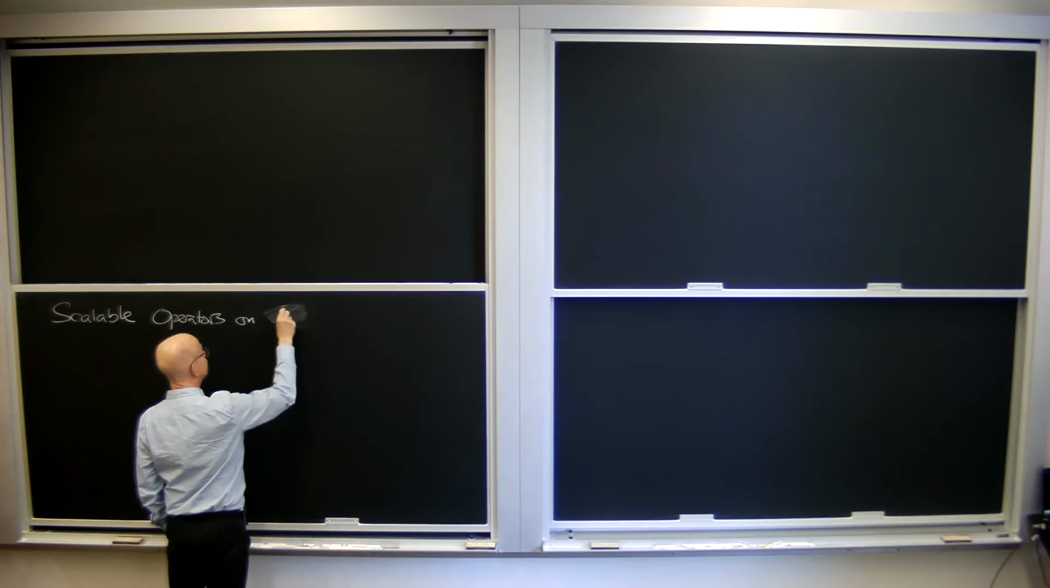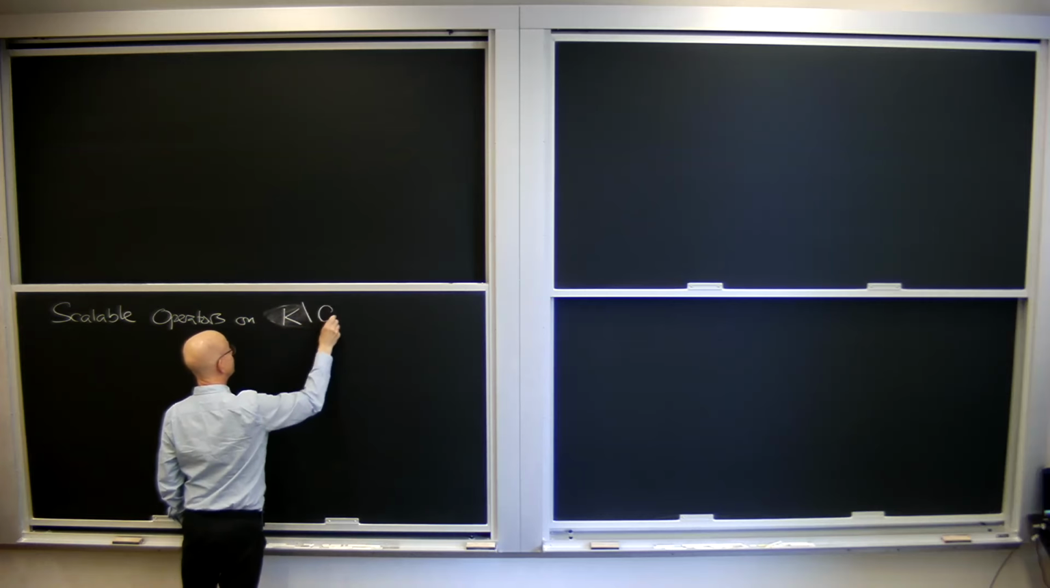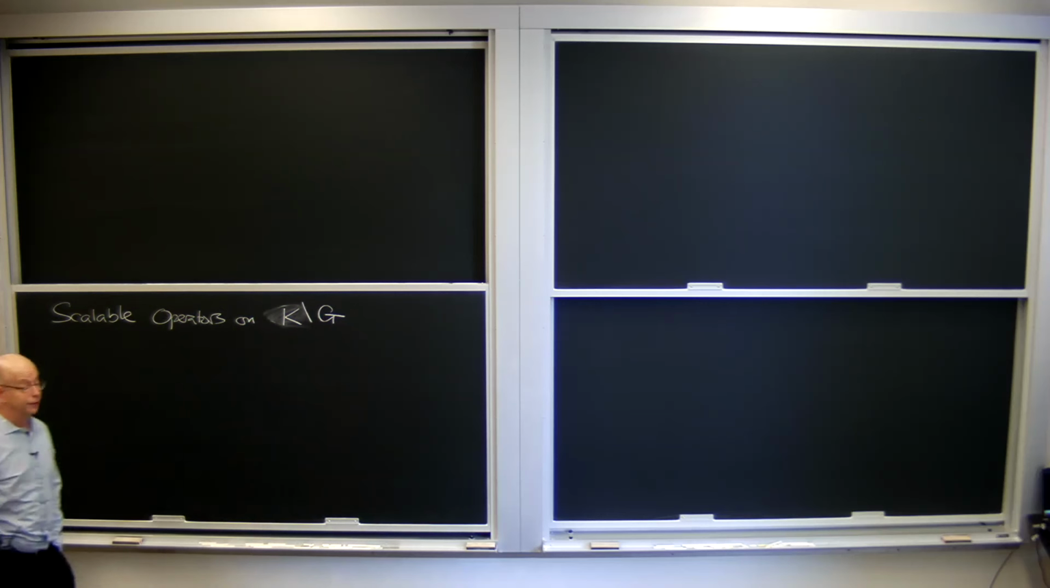on G mod K. It's a little better to think of the symmetric space this way, have the group acting on the right and dividing out by K on the left. Of course, it's the same symmetric space. And we were wrestling with the formulation of some theorem in K theory, which we'll get to today.